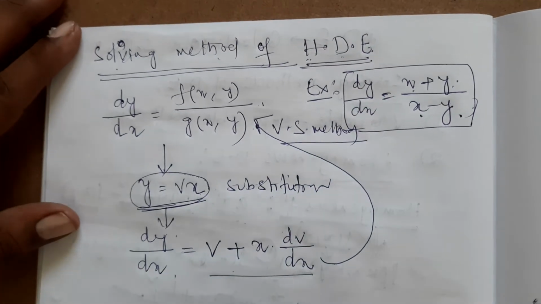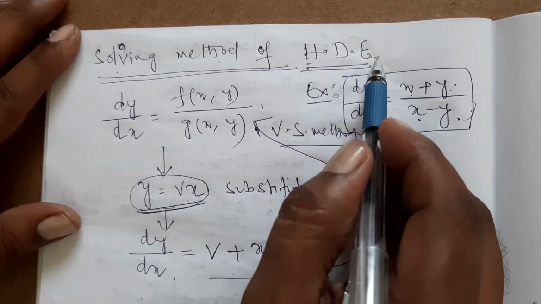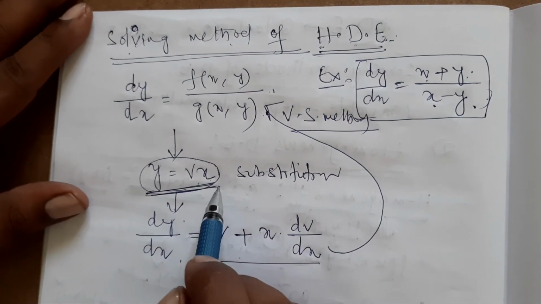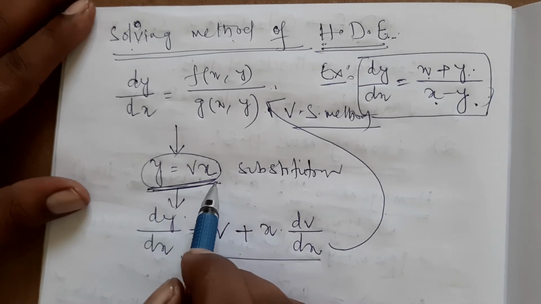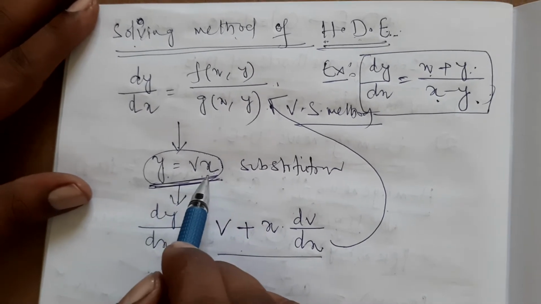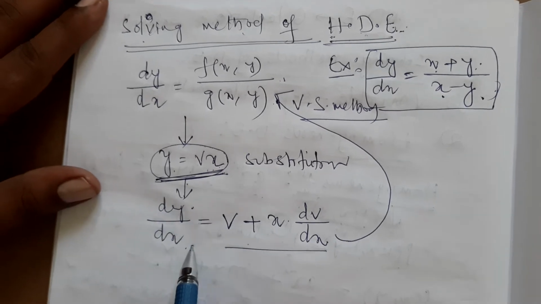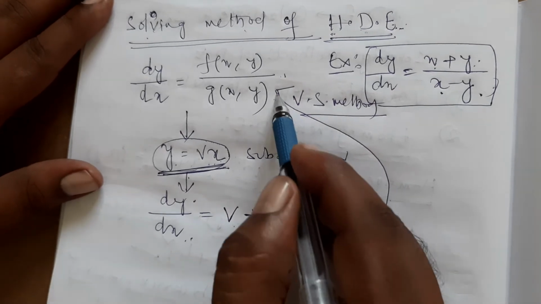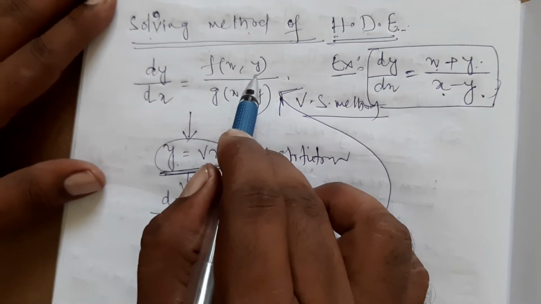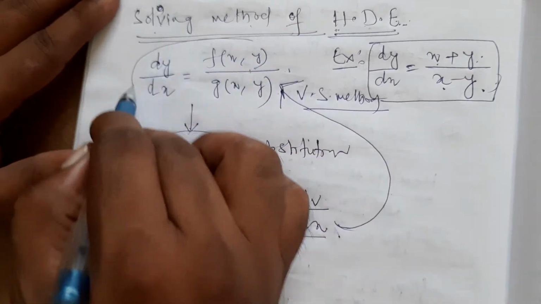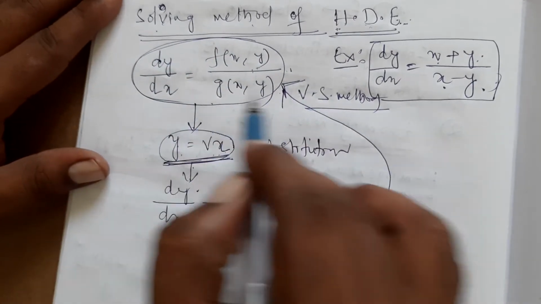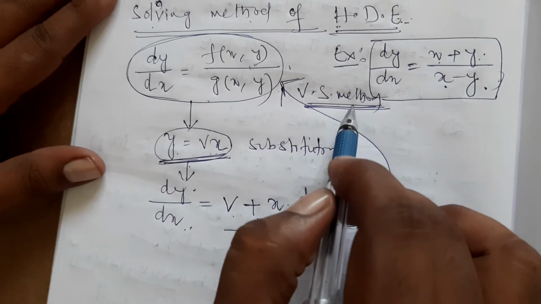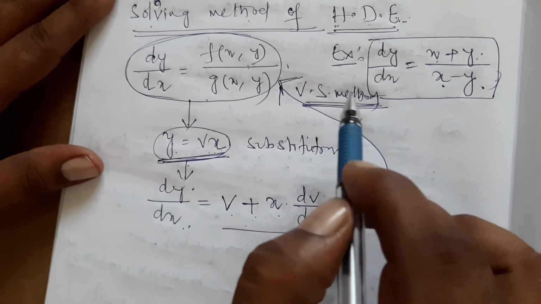Once again, a homogeneous differential equation can be solved by substituting y equals vx. Wherever y is there, I substitute vx, and then dy by dx becomes v plus x into dv by dx. Then by replacing in the given homogeneous differential equation, it automatically changes to the variable separable method. The variable separable method is already completed, so then you can solve the differential equation.